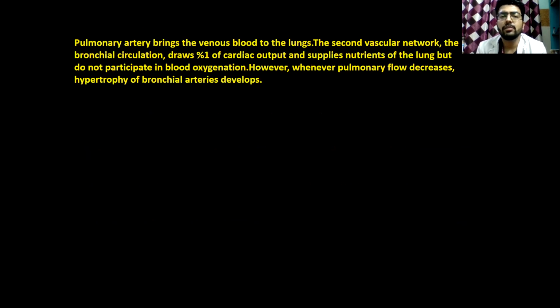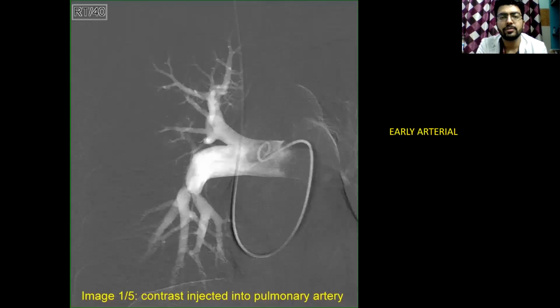Pulmonary artery brings the venous blood to the lungs. The second vascular network, the bronchial circulation, draws 1% of cardiac output and supplies nutrients to the lung, but does not participate in blood oxygenation. However, whenever pulmonary flow decreases, hypertrophy of bronchial artery develops.